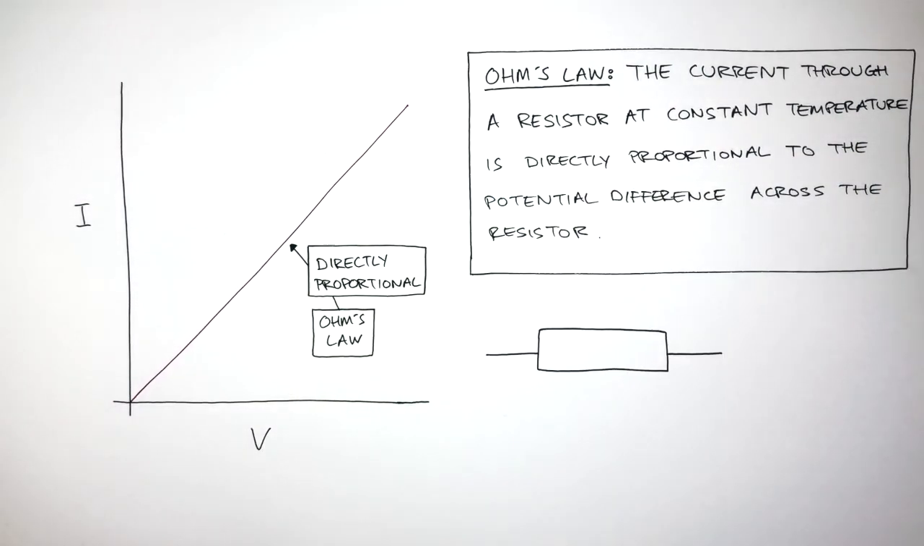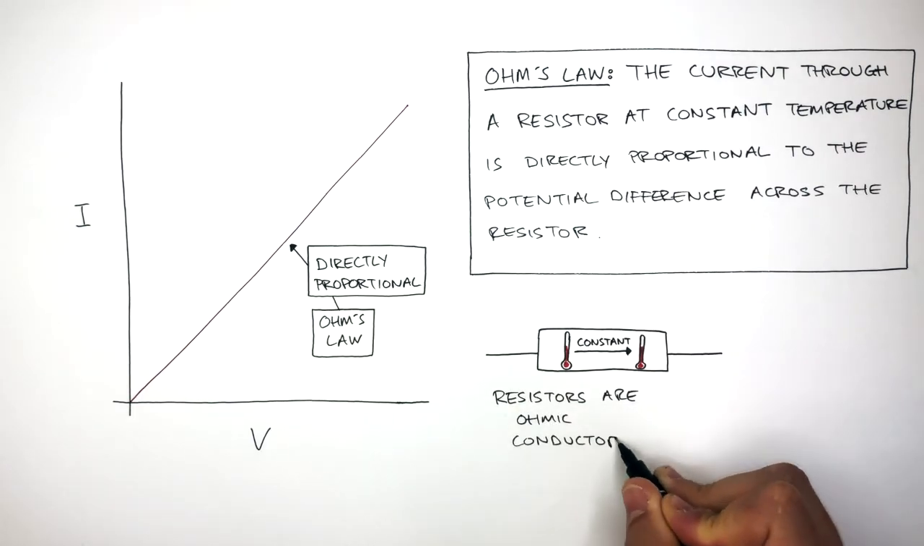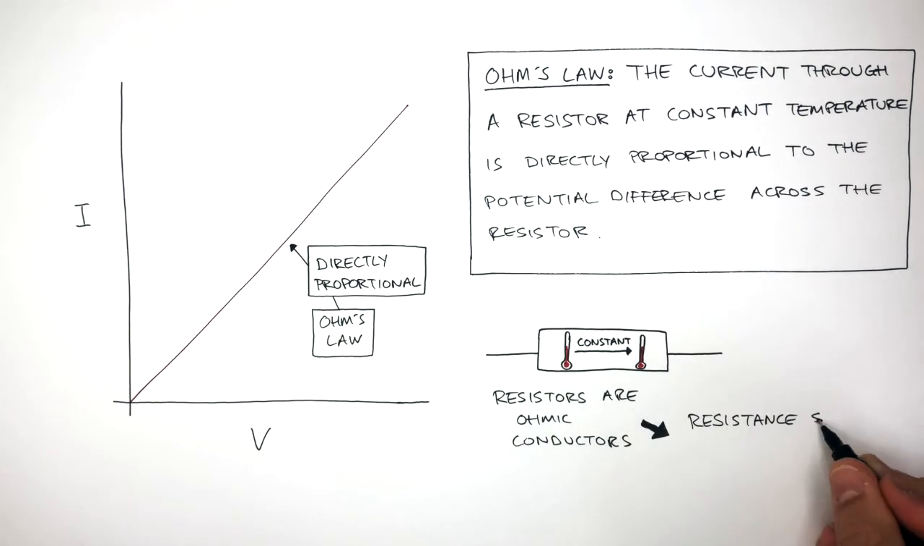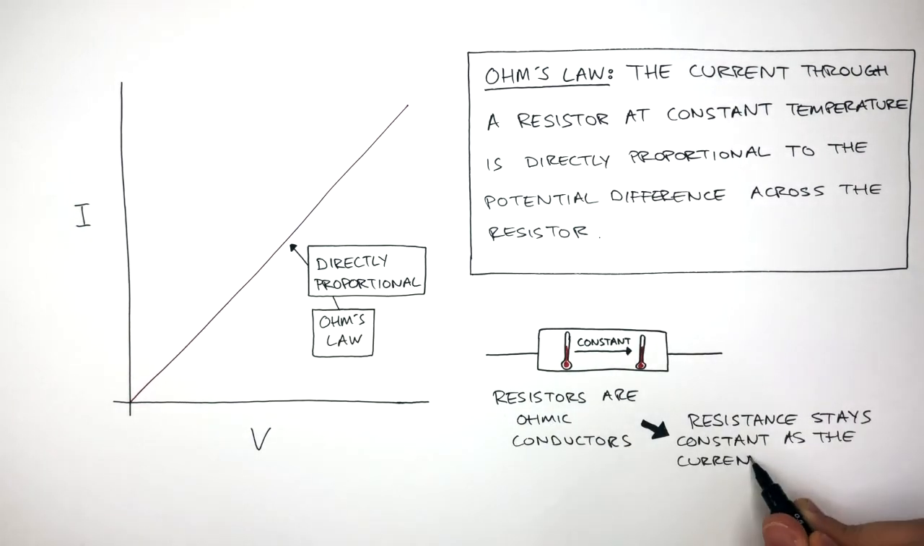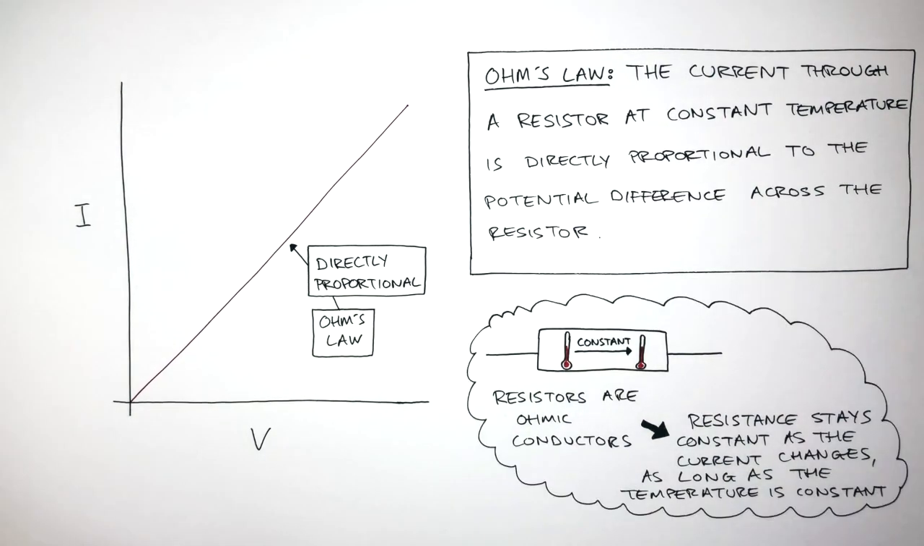So in the resistor, the temperature does not change. That's very important about Ohm's law. The temperature remains constant and does not change. So resistors are ohmic conductors if the resistance stays constant as the current changes, as long as the temperature is constant.